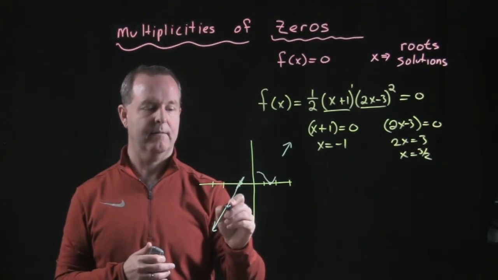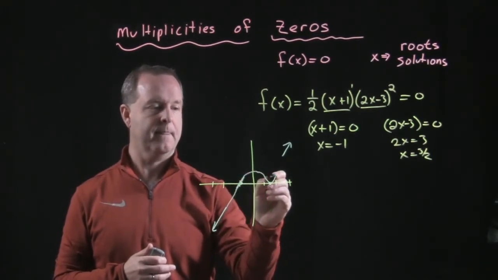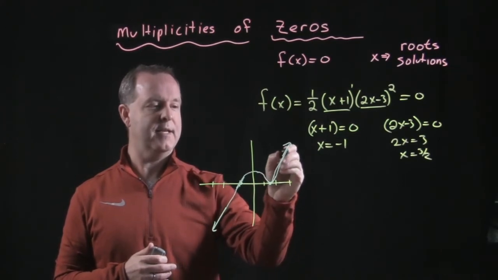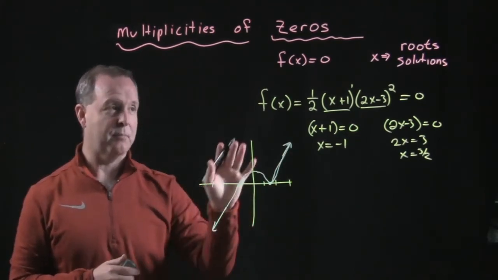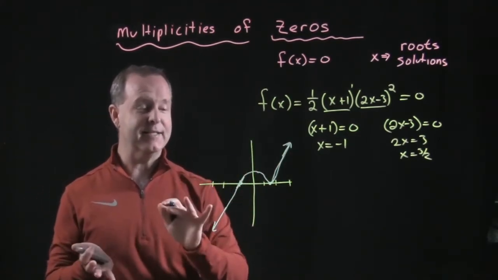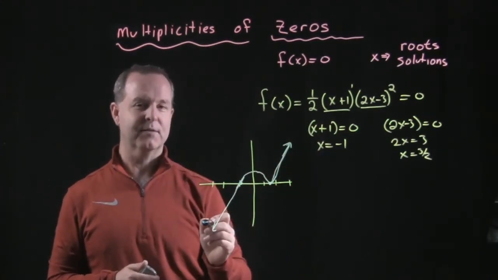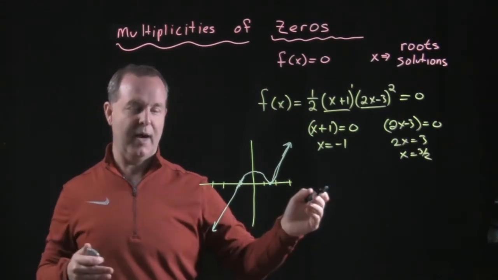fill in the gaps of what the rest of the graph would look like. I'm going to try to draw it as smooth and continuous as I can, because our polynomial functions are smooth and continuous, but this graph tells me it's an odd graph, so it rises from left to right.